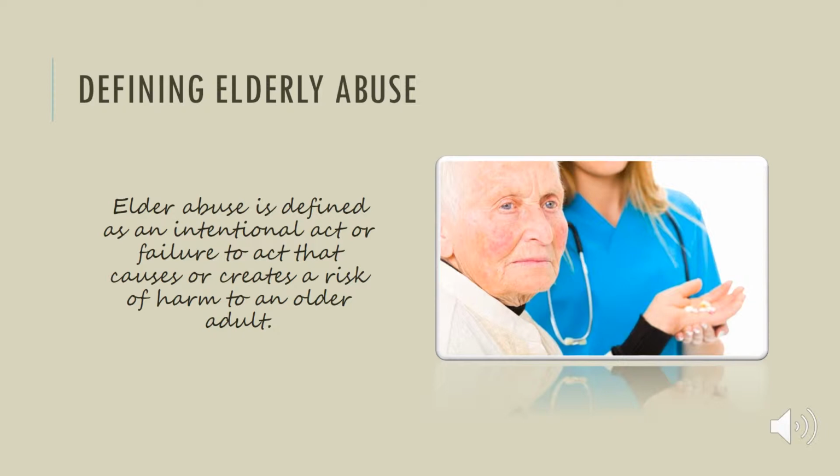Defining elderly abuse. Elderly abuse is a widespread legal and ethical issue that directly impacts nurses as well as all other healthcare professionals. Elder abuse is defined as an intentional act or failure to act that causes or creates a risk of harm to an older adult. An older adult is someone who is age 60 or older. Abuse occurs at the hands of a caregiver or a person that the elder trusts. And there are 6 frequently recognized types of elder abuse.